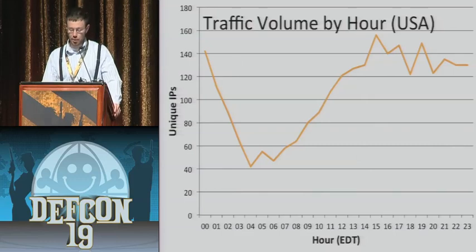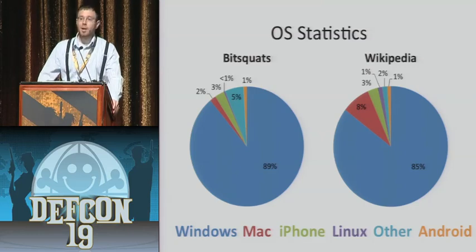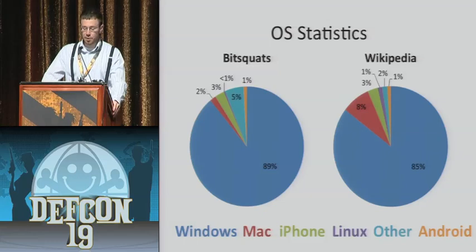Next thing I was curious about is, what operating system are all of these users using? So I have their user agent header, which conveniently tells me browser and operating system. So I decided to compare the operating system of people visiting my BitSquat domains to the people visiting Wikipedia for March of 2011. I'll start off with the commonalities. So there's a giant common share of Windows boxes, which is to be expected. Windows is the most popular OS. Then there's about 3% iPhones, 1% Linux users, and 1% Android.